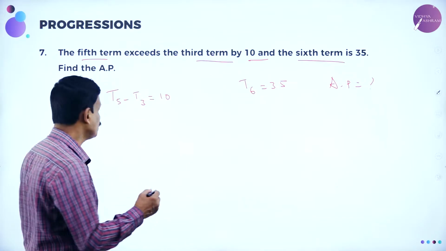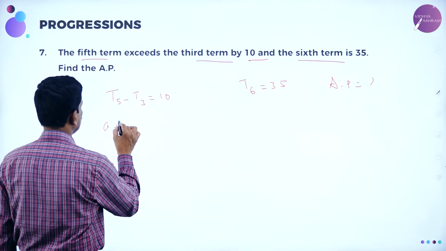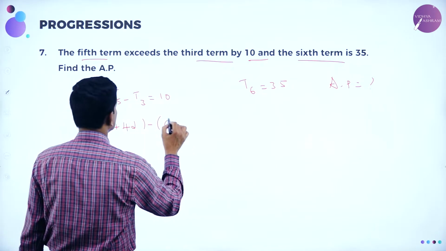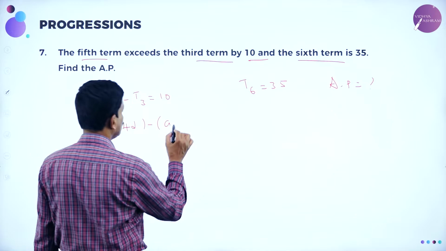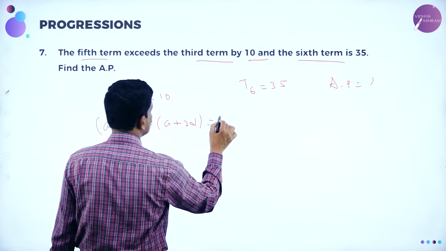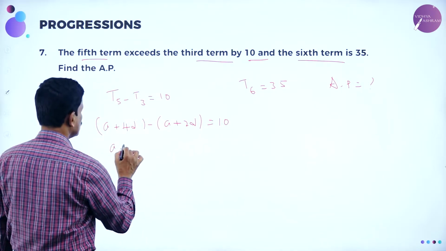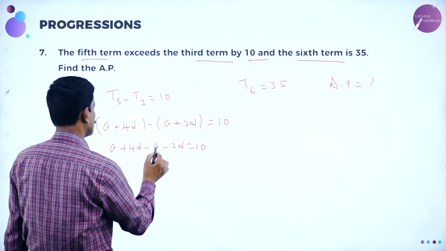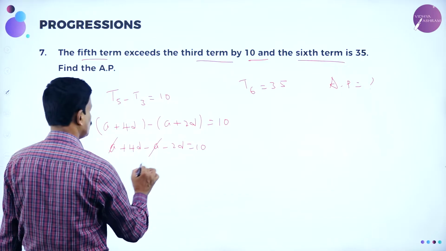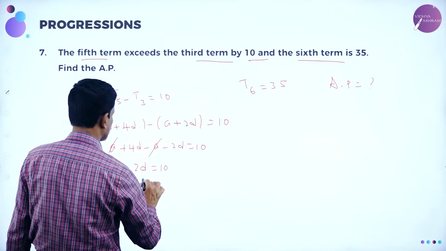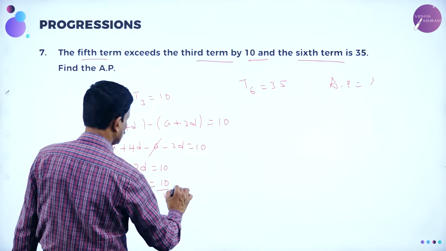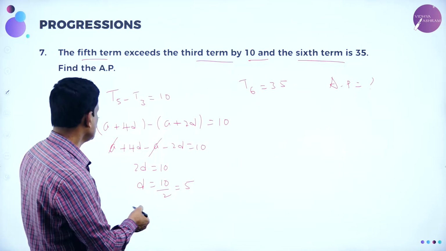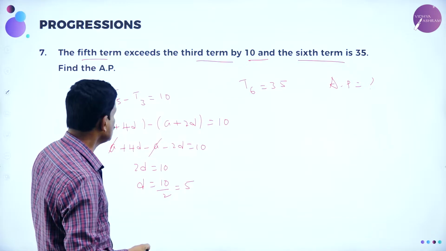Now just find out T5. T5 is nothing but a plus 5 minus 1, which is 4d, minus T3. The third term is nothing but a plus 3 minus 1, which is 2d, is equal to 10. Simplify this. A plus 4d minus a minus 2d is equal to 10. So minus a plus a gets cancelled. 4d minus 2d is 2d is equal to 10. D is equal to 10 by 2, which is equal to 5. Okay. Now d is equal to 5. The value of d is 5.